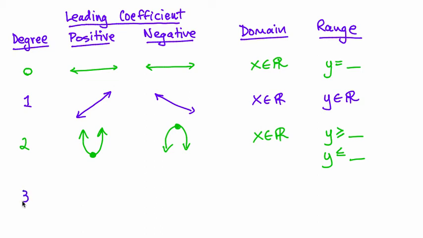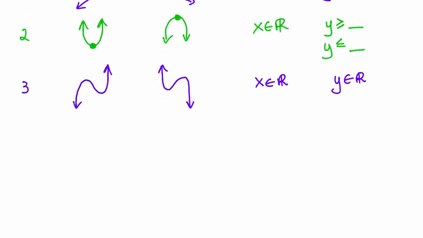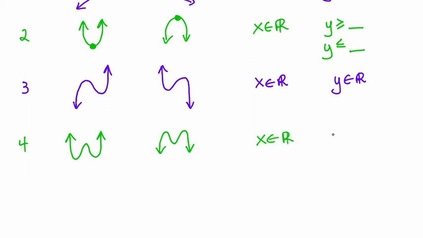If we go on to a degree 3 equation, this is where it gets a bit new for you. This is the shape of a degree 3 equation with a positive leading coefficient, and if it's a negative leading coefficient, this is the shape. The x's and y's are all real numbers. Let's move on to degree 4 equations. A degree 4 equation has this shape if the leading coefficient is positive, and this shape if the leading coefficient is negative. Again, x can be any number at all, and the y values are going to have a minimum or a maximum. So the y's are either going to be greater than or equal to something, or less than or equal to something.